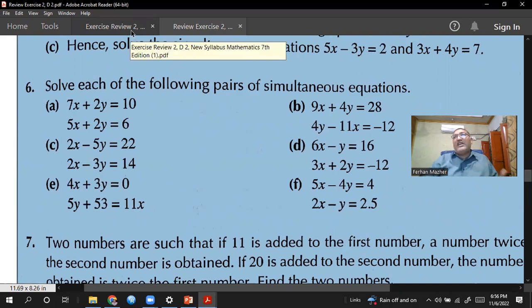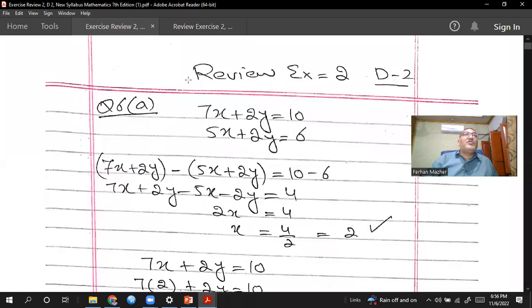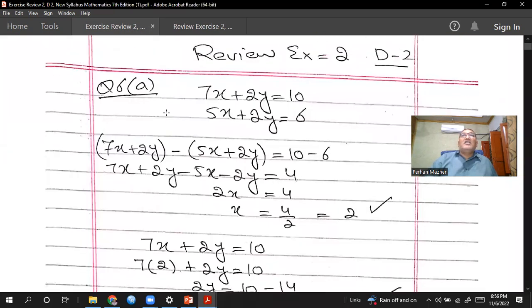Once you have the value of x, put this in the first equation or the second equation, and you will be able to find the value of y. So let me show you how this can be done. I will subtract the second equation from the first equation. So you will have (7x plus 2y) minus (5x plus 2y) equals 10 minus 6. From the left side, I've subtracted the left side; from the right side, I've subtracted the right side.